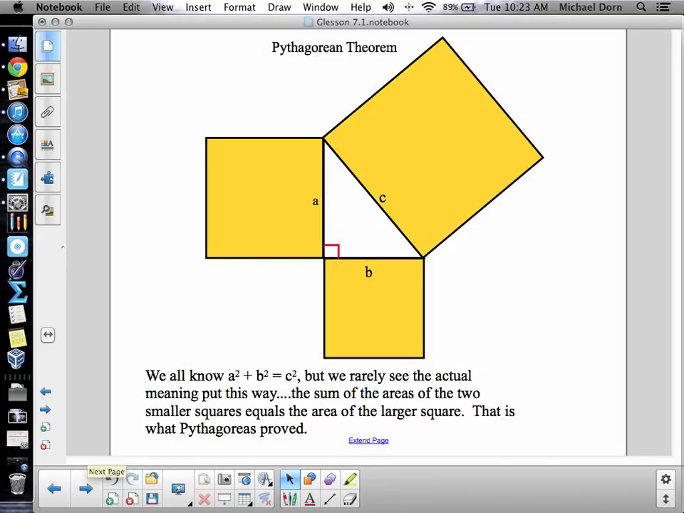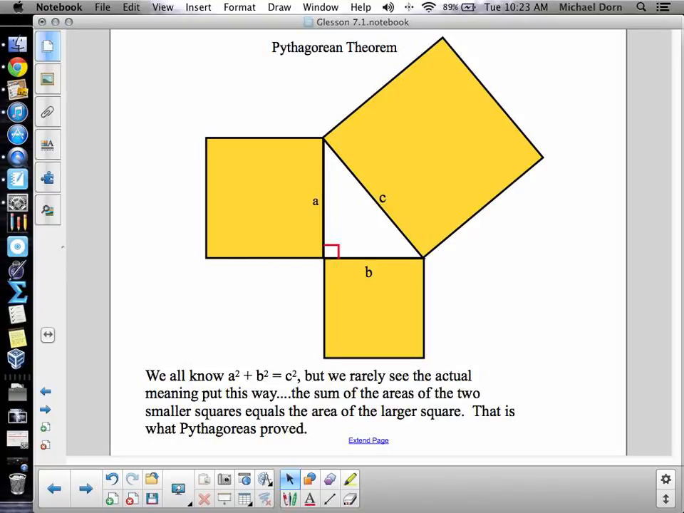We are going to take it to a new level, because now we aren't going to have just nice whole number sides, although sometimes we will. For the most part, we will not. We will have more challenging side lengths, things like the square root of 17 or 2 root 3 or stuff like that.